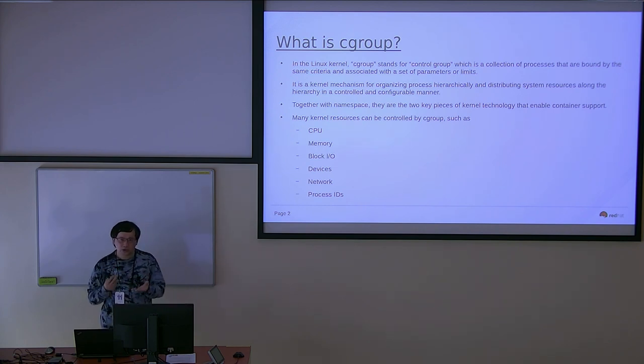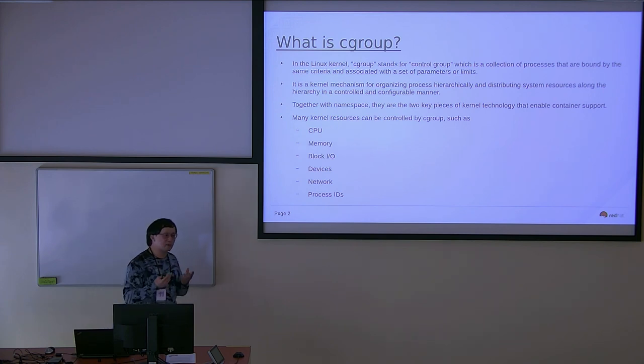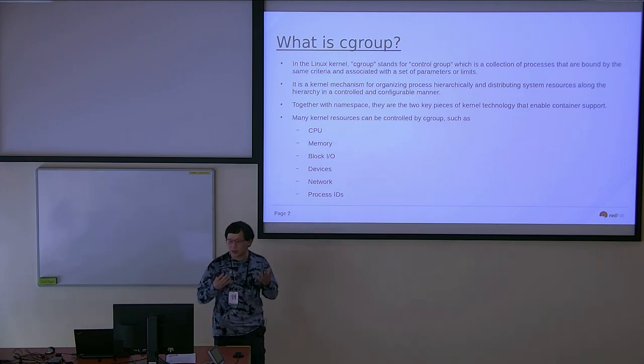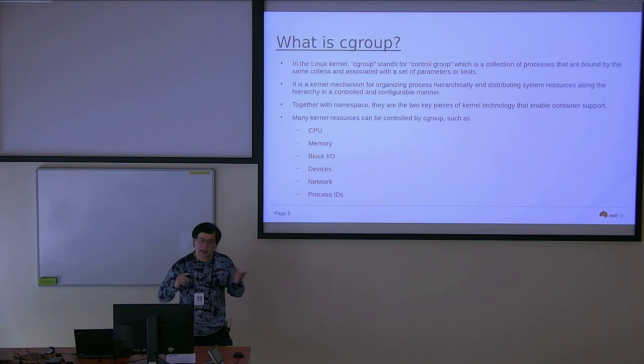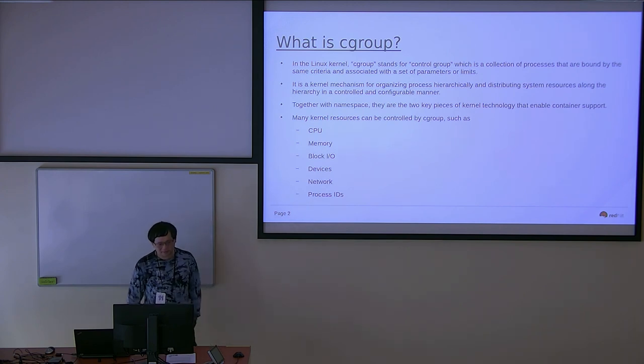And control group, cgroup, together with namespace, form the basis of what we can do with containers. A container basically requires two essential kernel technologies. One is cgroup, the other one is namespace. Without these two kernel technologies, you can't have a container at all.